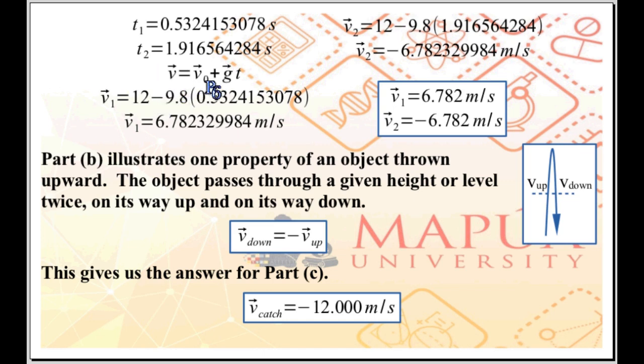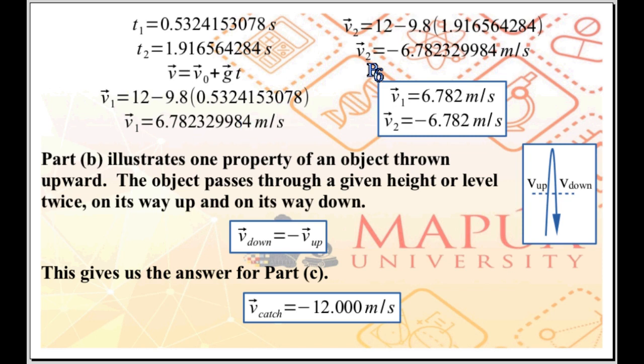Again, using V is equal to V naught plus GT, if we plug in the two values of time, we get V1 equal to 6.782329984 meters per second. And if we plug in T2 into the equation, we get V2. V2 is equal to negative 6.782329984 meters per second.